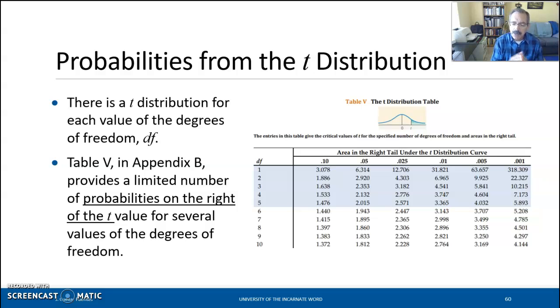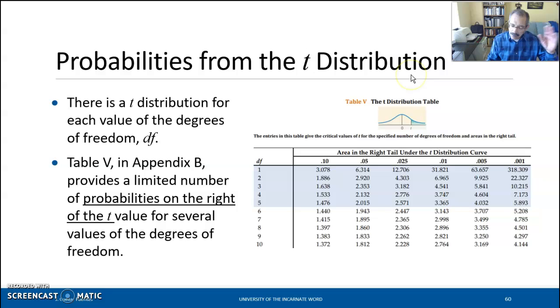One big difference between table 5 and table 4, which is the one for the standard normal, is that table 5 shows you a different t distribution on each row. And because each row is for one particular t distribution, for the degrees of freedom of one particular t distribution, only 6 probabilities are given. And those probabilities are to the right of the t-value listed in the table.